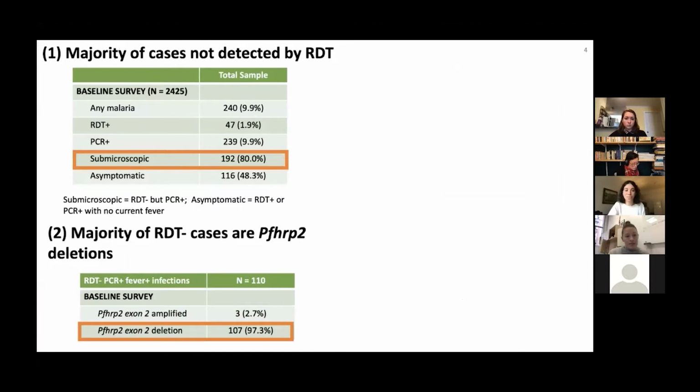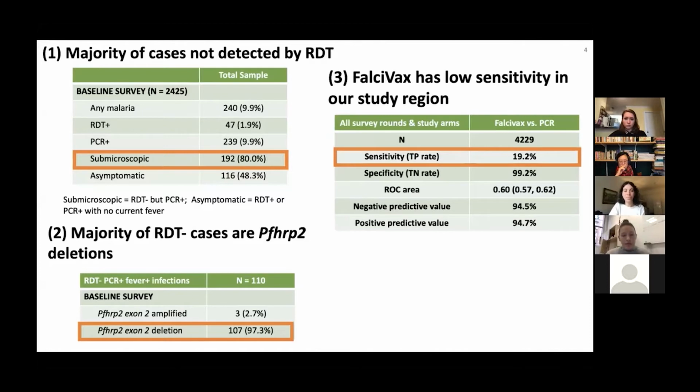We have started evaluating these submicroscopic infections for PfHRP2 deletion because we know that it is present in Odisha state. And from the 110 samples that we've evaluated for exon 2 so far, the large majority, 97% of them, appear to have an exon 2 deletion. And so this will continue. This is preliminary data, but we're just getting started with it.